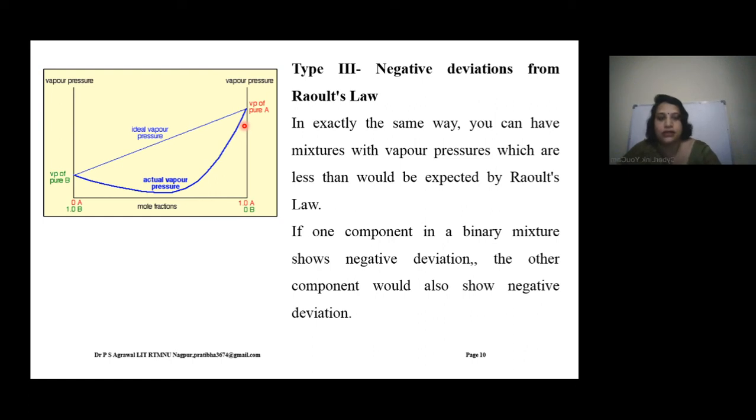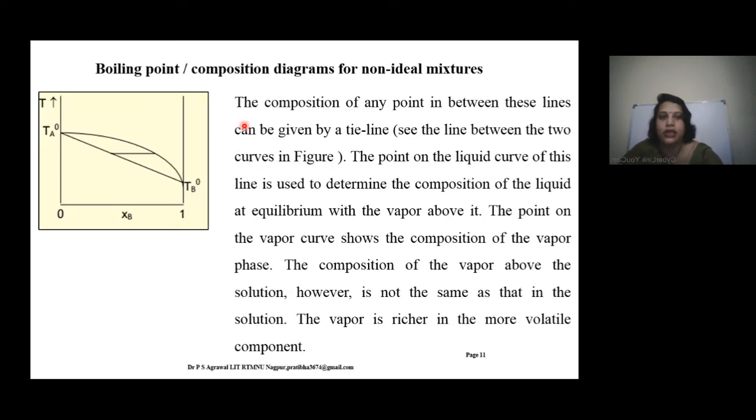Now we will study the boiling point composition diagram. It is just like vapor pressure: the liquid having more vapor pressure will have a lower boiling point, and the liquid having less vapor pressure will have a high boiling point. The rest of the situation is the same.